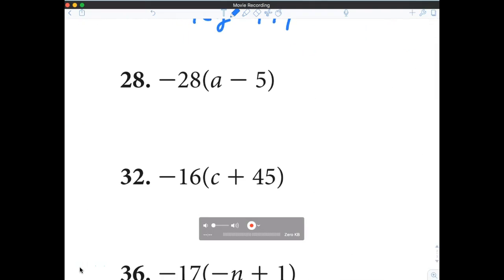All right. Jack, you're up. Number 28. Okay, so you do negative 28a plus 1. You're awesome, buddy. 20 times 5 is 100. 20 times 2 is 40. 100 plus 40, 140. Good mental math.